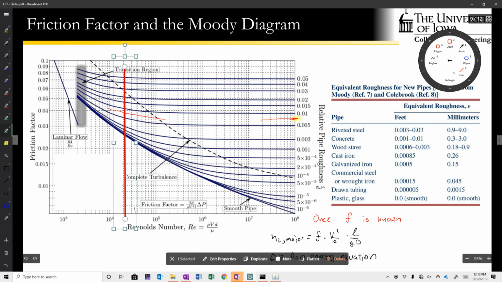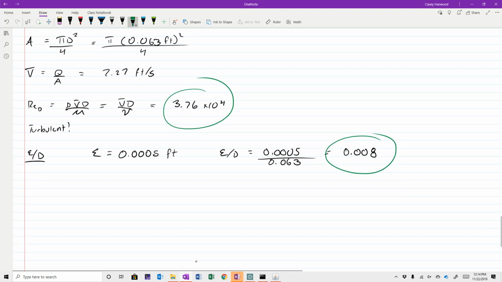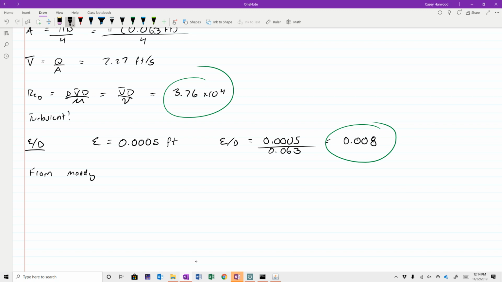We'd find our intersection right here. And from my more careful reading of the Moody diagram earlier, I got that F was approximately equal to 0.037. So from the Moody diagram, F is equal to 0.037. And in fact, if I applied the Haaland equation, that one that I gave you earlier, it gives F equal to 0.0369. So we've got really good agreement between our graphical and our approximate regression.